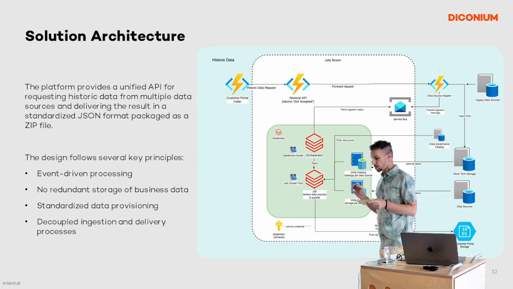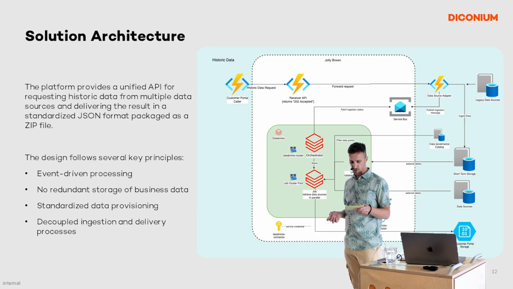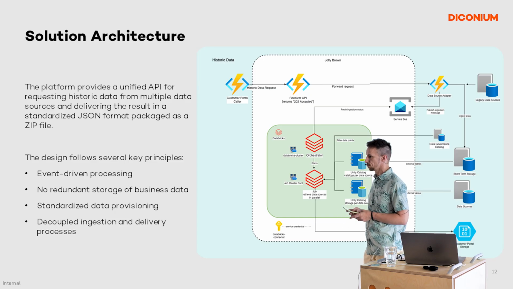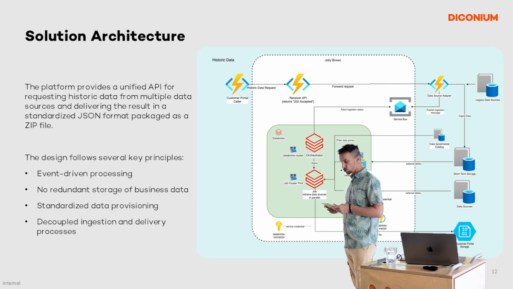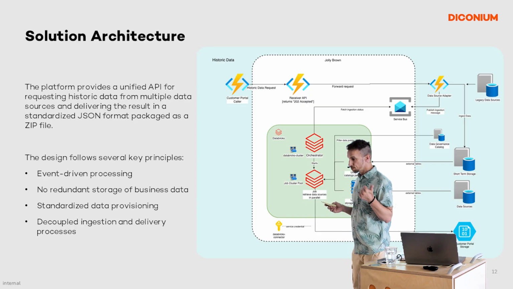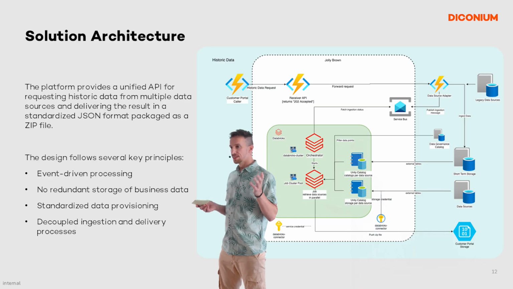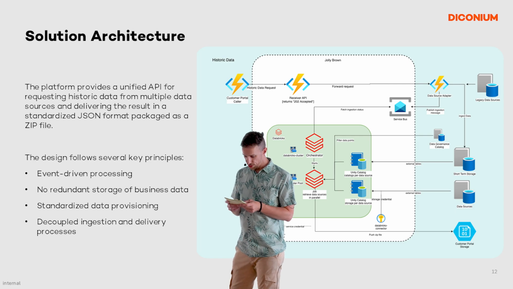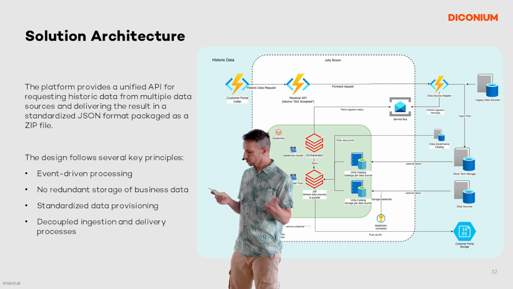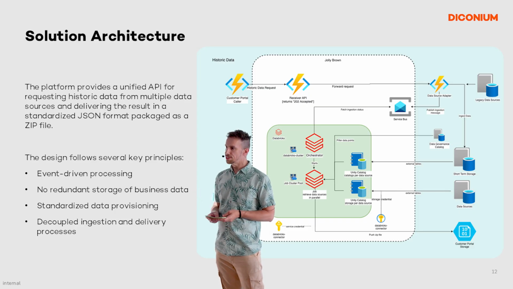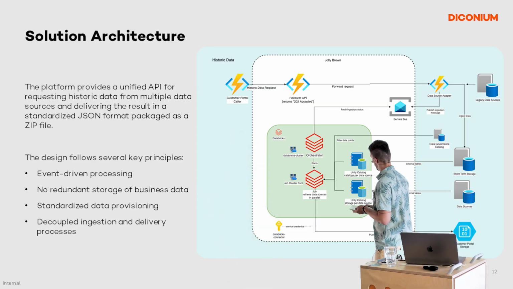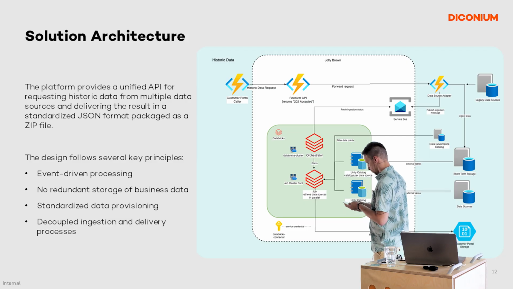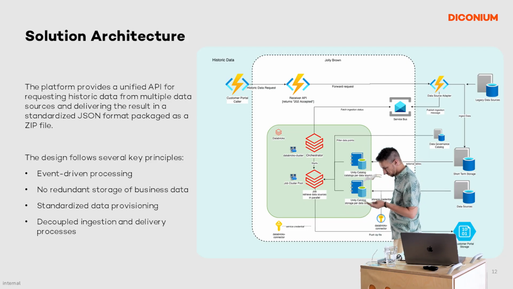Jolly provides a unified API for requesting data from multiple sources. Jolly delivers a standardized format. It's a JSON format packaged as a zip file. The design follows several key principles. Event-driven processing. No redundant storage of business data. Scalability, scalable data retrieval through Databricks, standardized data provisioning, and you decouple the ingestion from the delivery. Within the further slides, I will lead you through the components here.